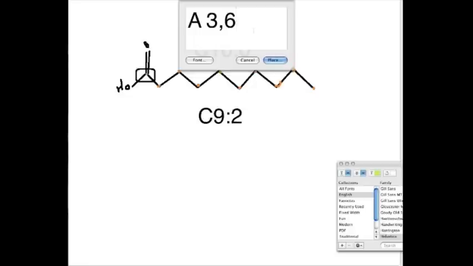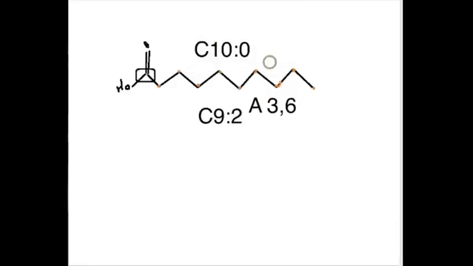6. The reason I was doing a little bit of math is because the double bonds in fatty acids are very, very rarely conjugated. So this would be the double bond between 3 and 4. Then you have 5, and the double bond between 6 and 7. So there you go: C9 colon 2, delta 3 comma 6.